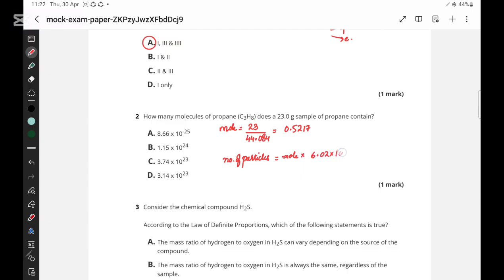And we have a formula, that is number of particles, which is equal to mole times Avogadro's constant, which is 6.02 times 10 to the power 23. Number of particles could be atoms, molecules, or ions. So they are asking about molecules here. Mole is 0.5217. Times it with 6.02 times 10 to the power 23, and the answer that comes out to be 3.14 times 10 to the power 23. So our answer is going to be D.